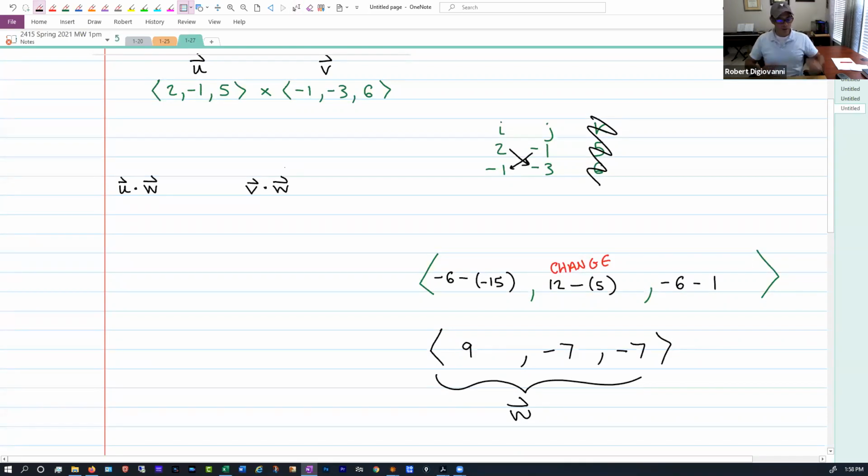Okay, work that out. The dot product from last class. Take this U, dot it with W, then take that V and dot it with W. You shouldn't need more than four minutes to do that.